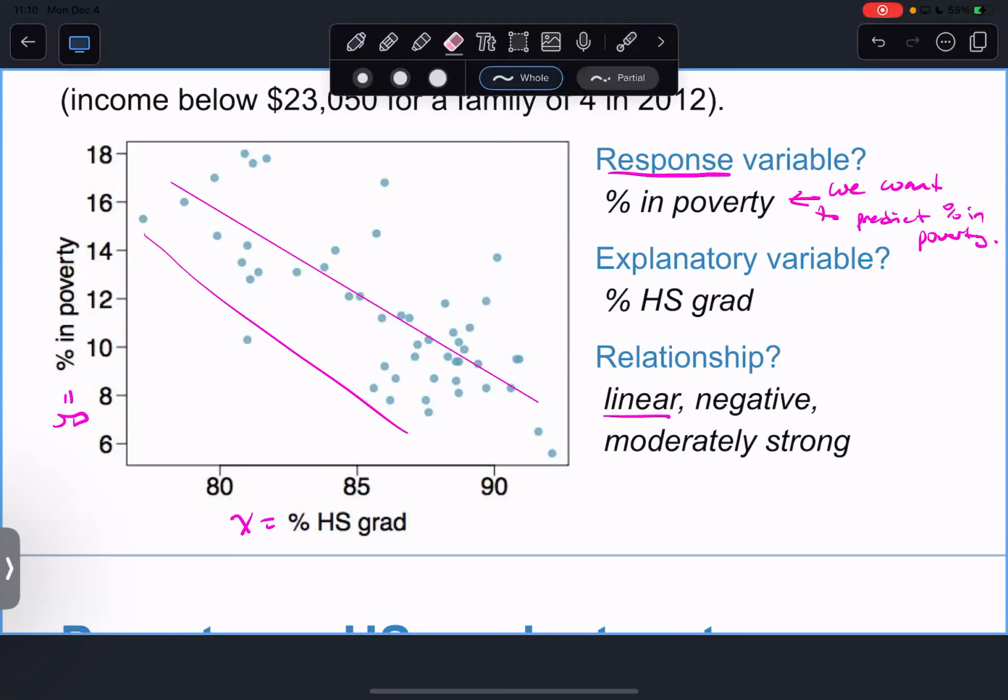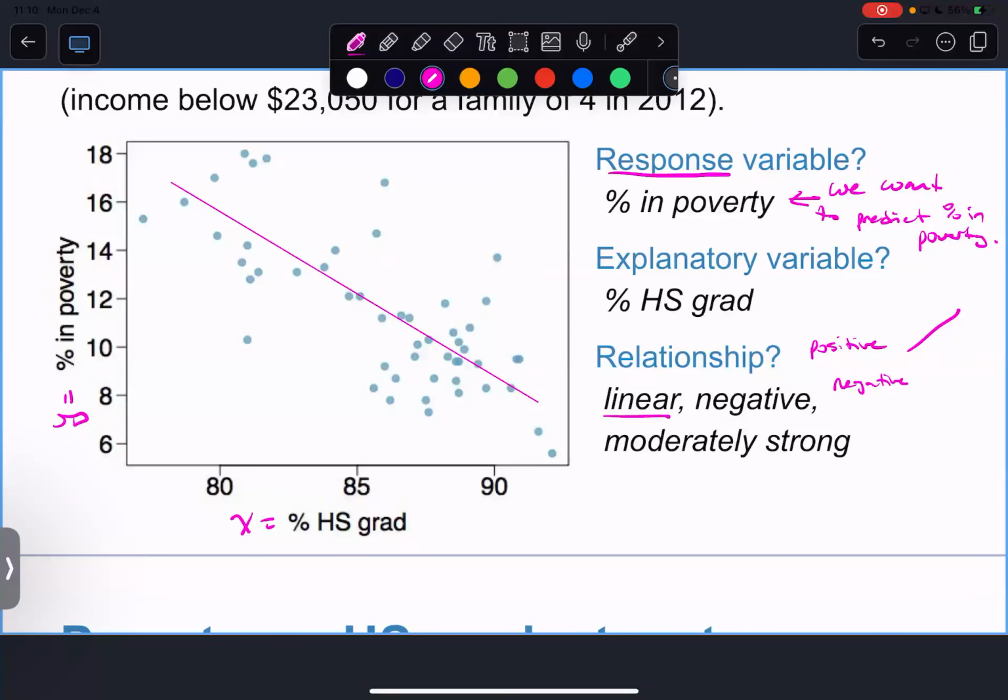This line is either positive or negative. If it's a positive relationship, it goes like this. And if it's a negative relationship, it goes like this. In this case, when I look at this, I would describe that as a negative relationship. So far I have a negative linear relationship.